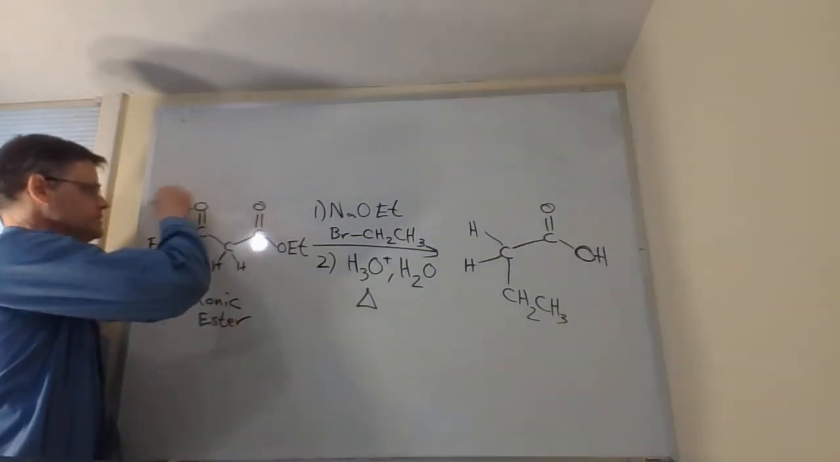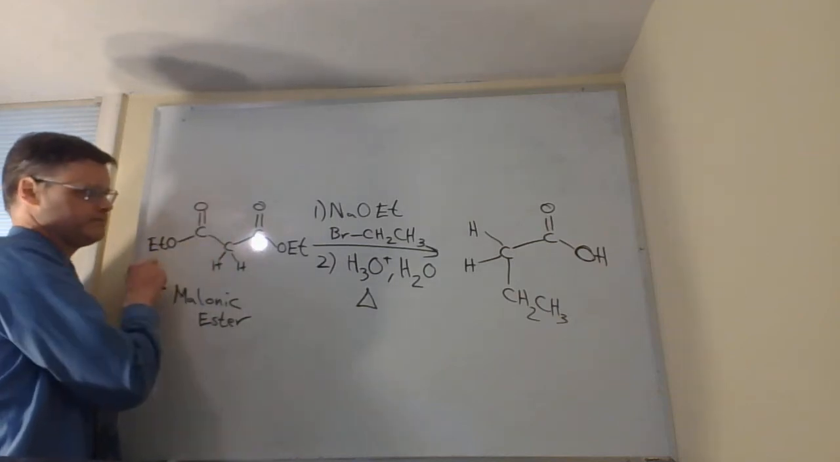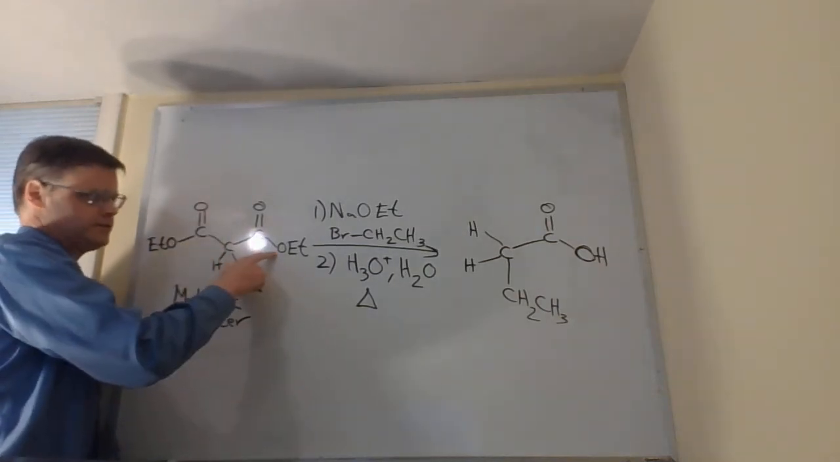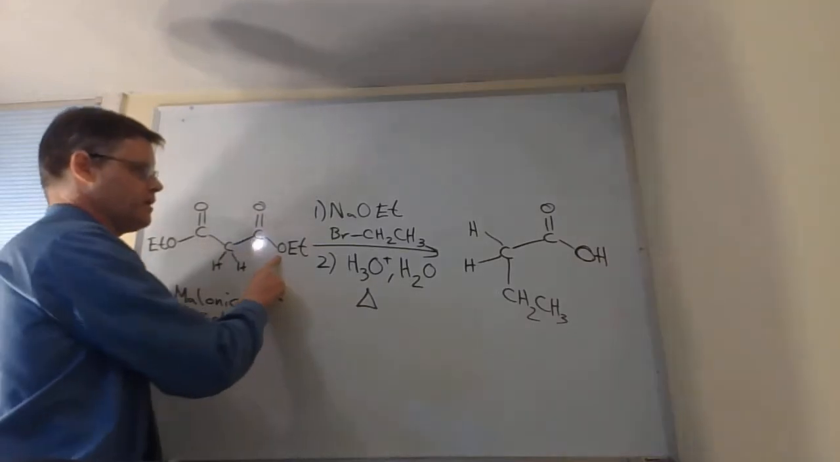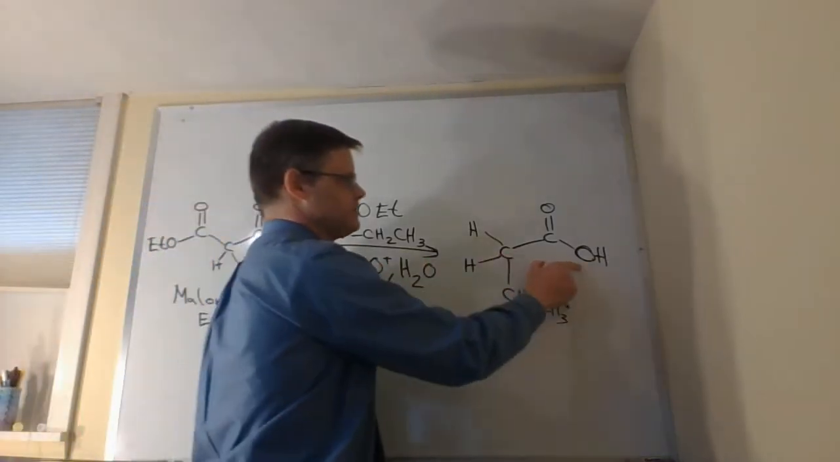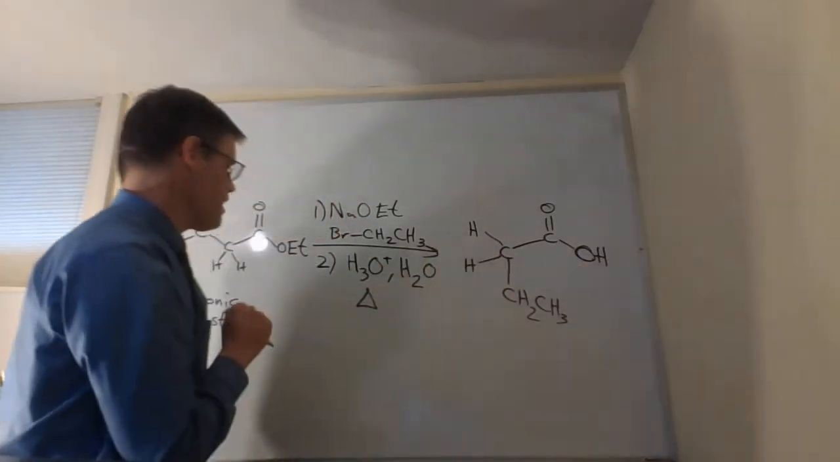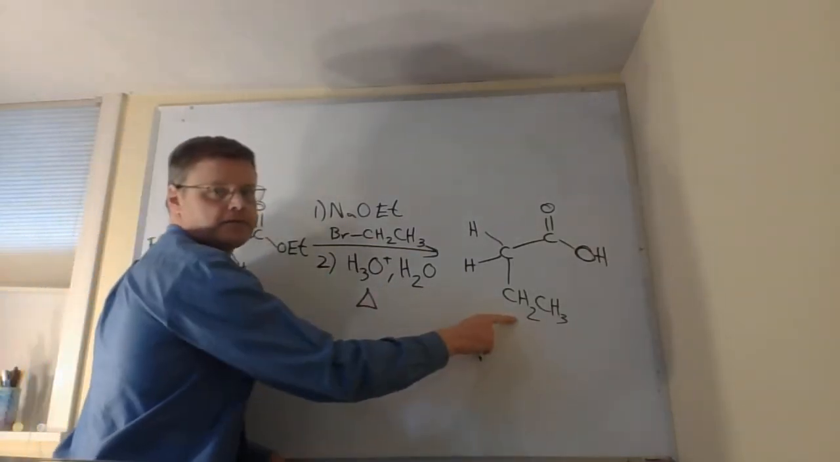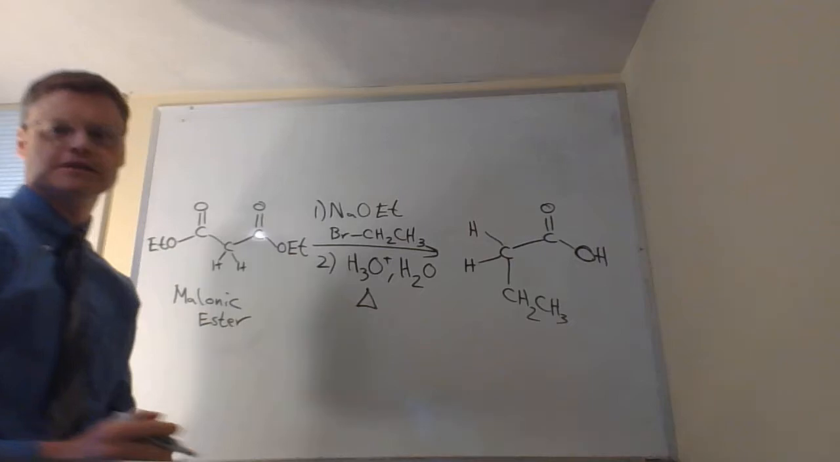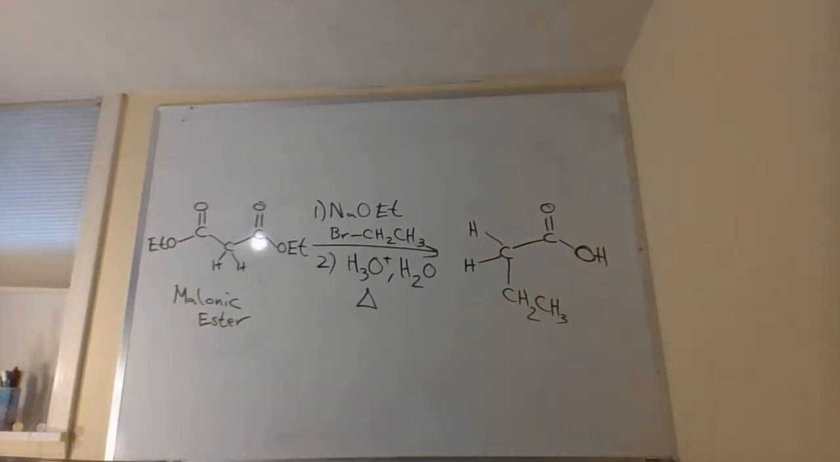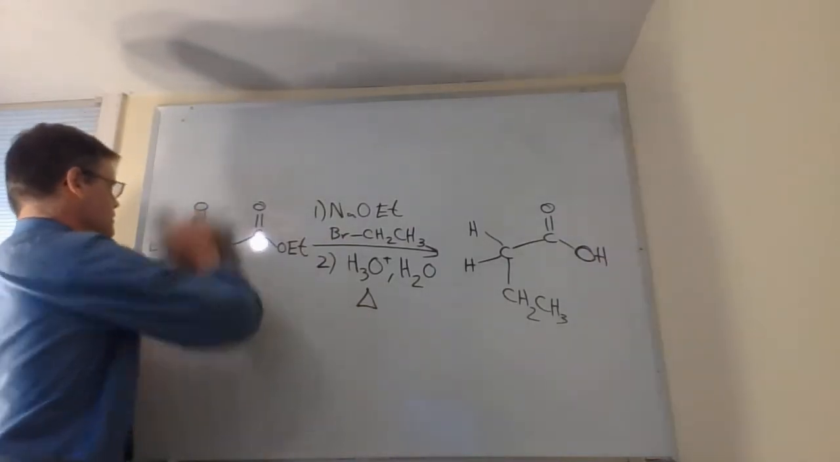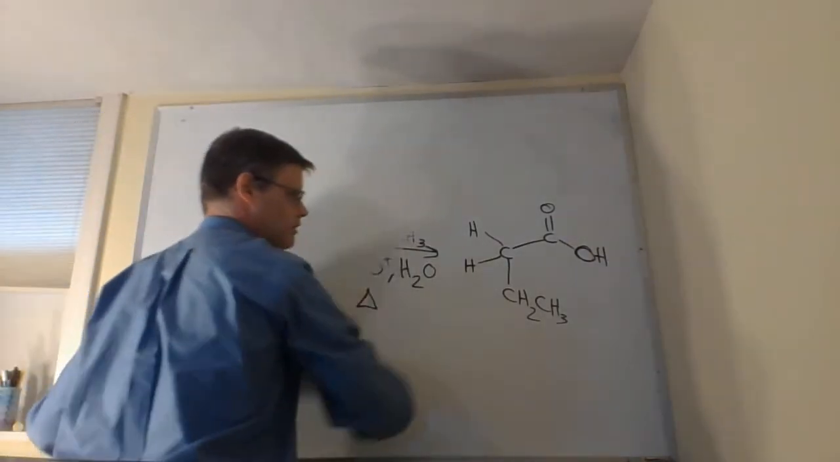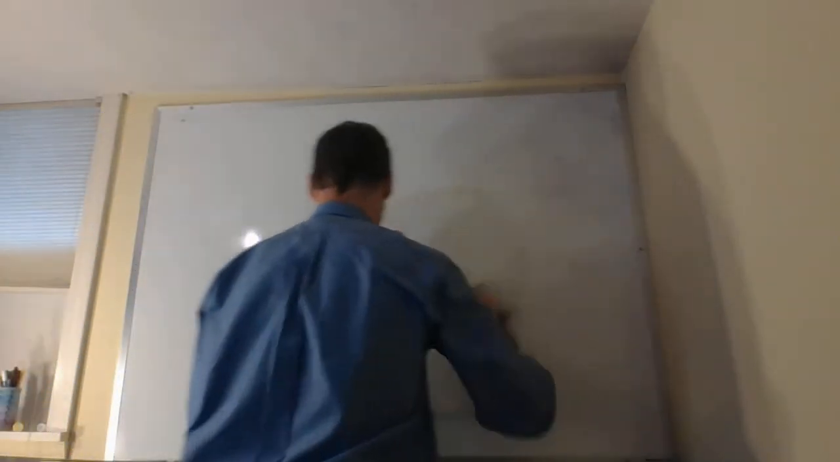A couple of things you can see have happened here. One, we've lost this whole portion of the molecule. Secondly, this ethyl ester has been hydrolyzed to the carboxylic acid, and thirdly, to this middle carbon, we've added this ethyl group. So let's go over the steps of how that happens, because that's a lot of things going on there. I'm going to break it down for you.